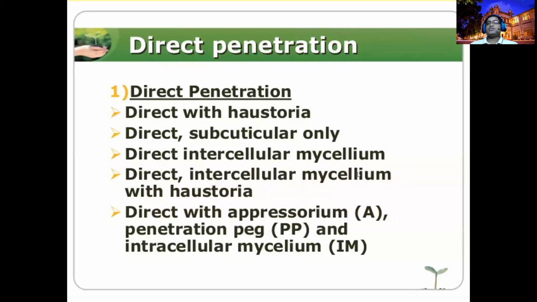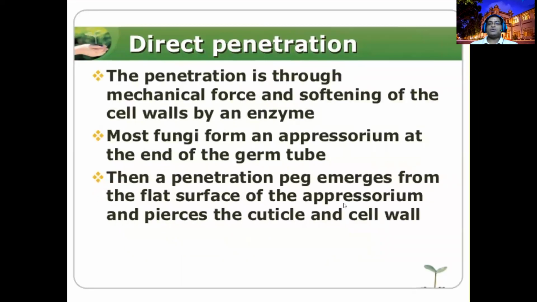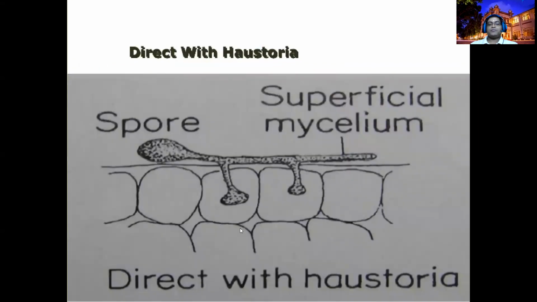Appressorium, penetration peg, intercellular mycelia: these are three structures. I will show you a picture I have put here. Here the spore, this is a germ tube. Here you can easily find it. I can show you the highlights. It's a spore of this fungus, and this is the germ tube. While the germ tube is growing, it can directly form an appressorium. This we call an appressorium.